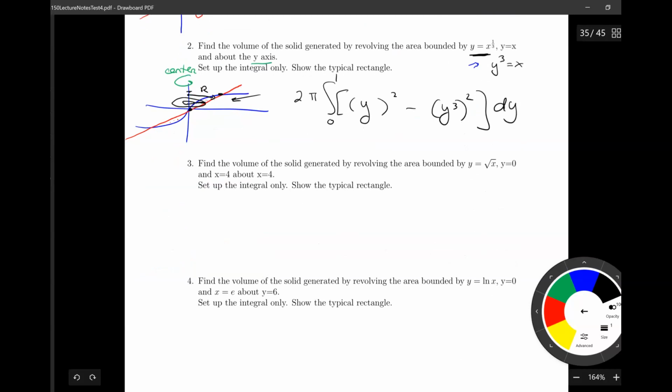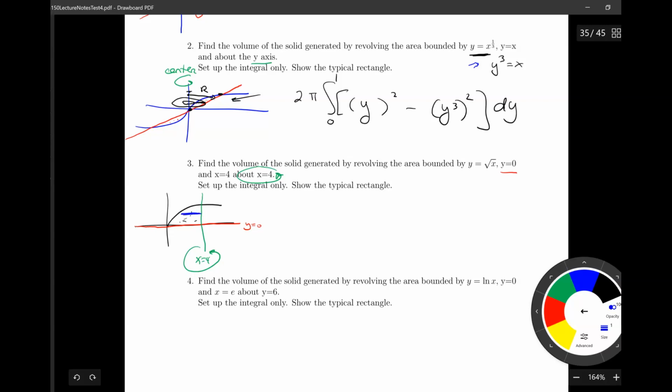All right, so here I have y equal root x, y equals 0. So y equals 0, you know, is this. Make sure you've got that down. And x equal 4. So x equal 4 looks like this. And I'm revolving it about x equal 4, so this is the center. Okay, so this is the area that's bounded. I'm going to be revolving it about this.